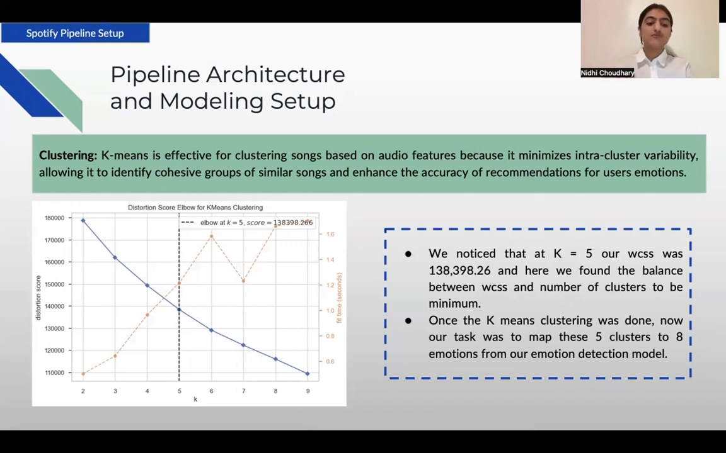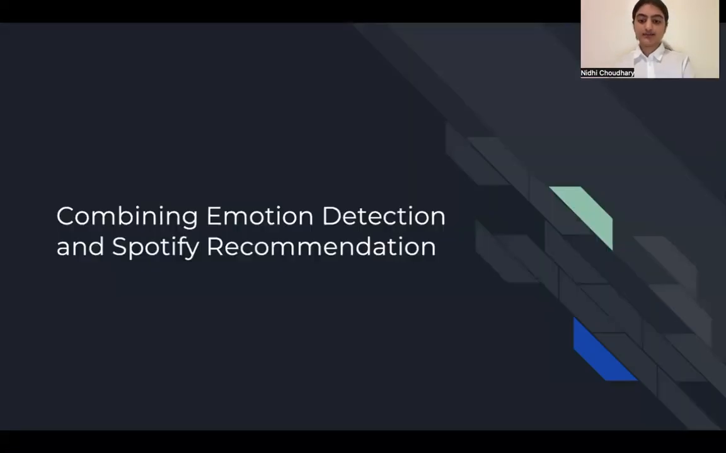We utilized the elbow method to come up with an optimal K. At K equal to 5, we were able to find a balance between WCSS and the number of clusters being minimum. Hence, we took 5 clusters and clustered the songs into 5 clusters. Once the clustering step was done, we mapped each of these clusters to 8 emotions based on the audio features and the distribution of these features. In the next part, we'll talk about how we have combined the emotion detection with Spotify recommendation.